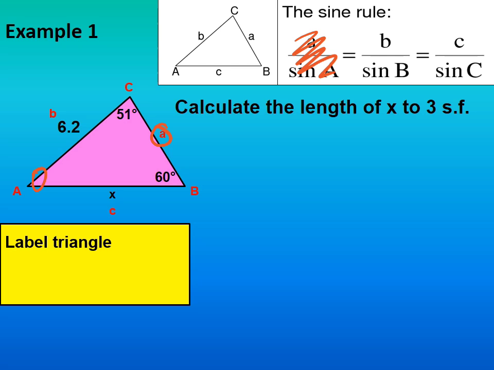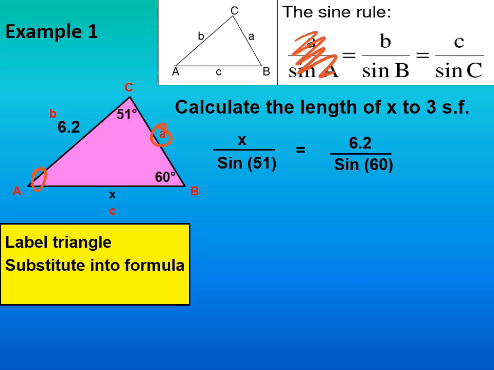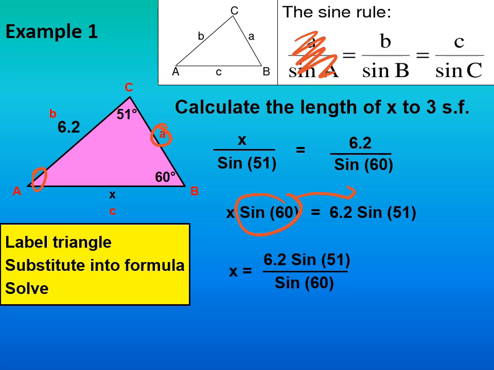So if I just substitute all of these into my sine rule formula, I'll get x over sine 51 is equal to 6.2 over sine 60. Now, using your algebra skills, you need to rearrange this to make x the subject, because we need to solve to find out the value of x. Cross multiply will give you this. And I'm going to move the sine 60 over onto this side, which gives me that. Into the calculator, x will equal 5.56. The length of x in this non-right angled triangle is 5.56.